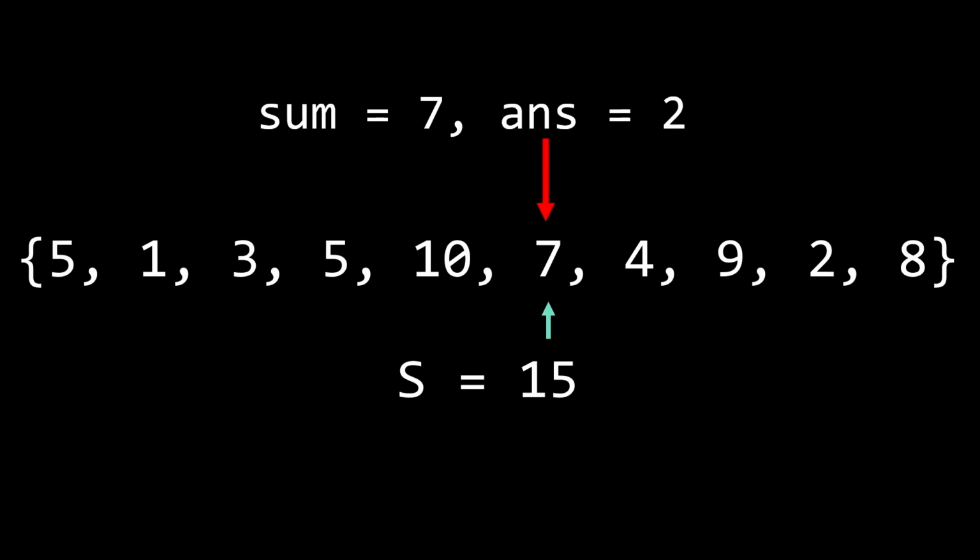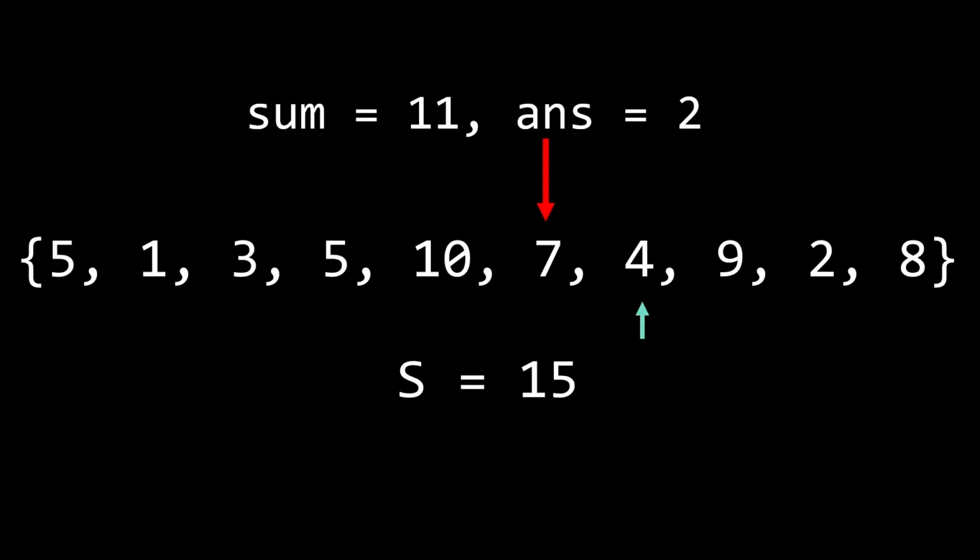Next, we're going to start at the 7. Move our right pointer or our blue pointer over. Now we get a sum of 11. Add the 9. Now we get a sum of 20, which is greater than or equal to 15. And we're going to see that the answer does not change because 3 is greater than 2.